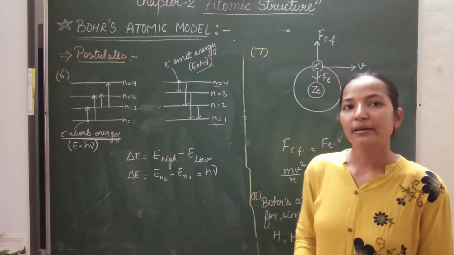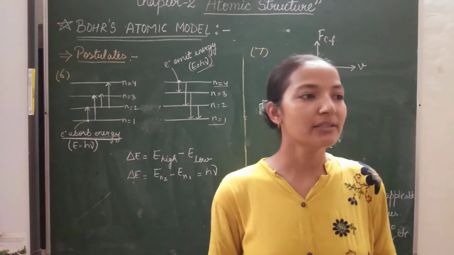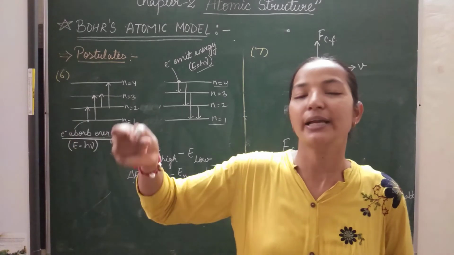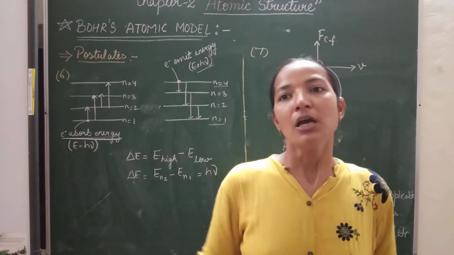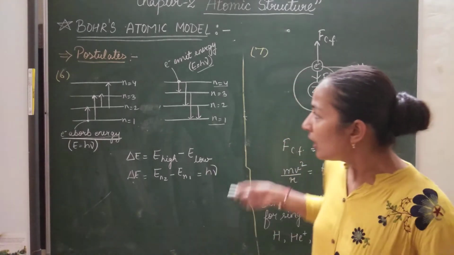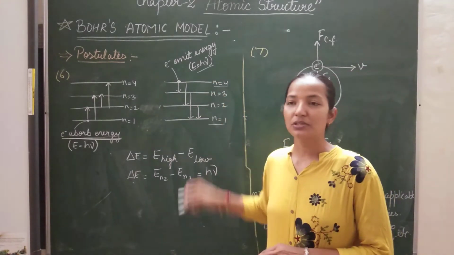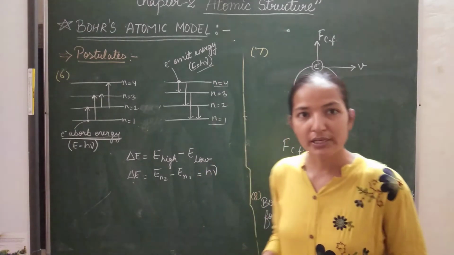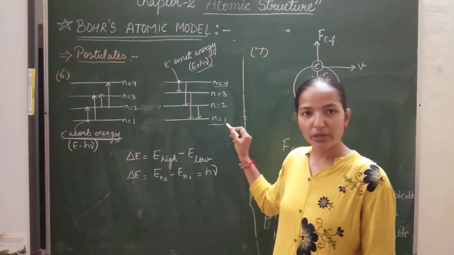One more thing: whenever an electron gains or absorbs energy, it gets excited to the other energy levels, but it is highly unstable over there. It will remain in the excited state for only a very small fraction of a second.